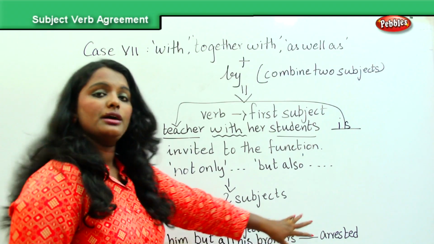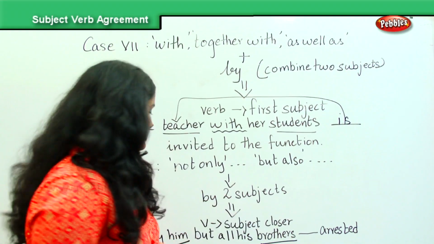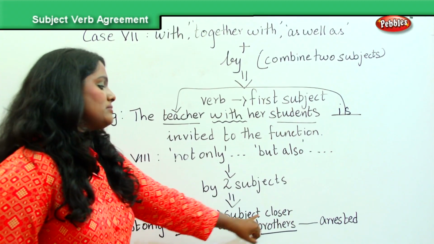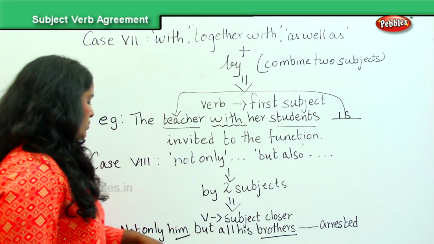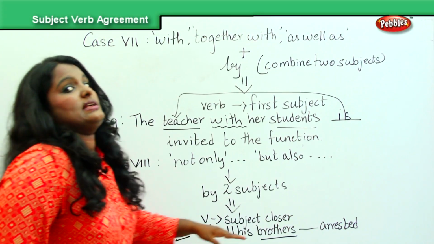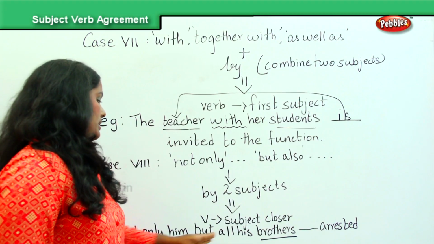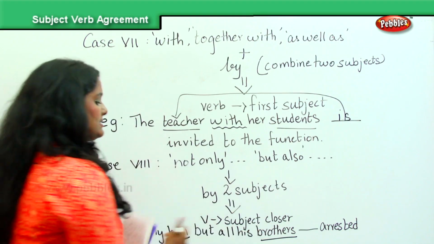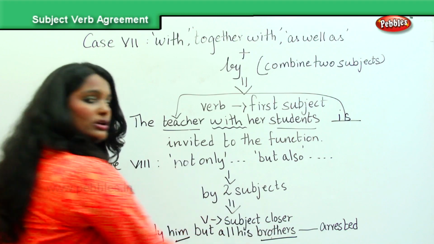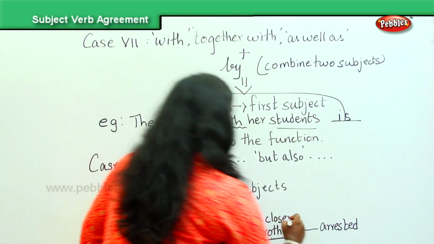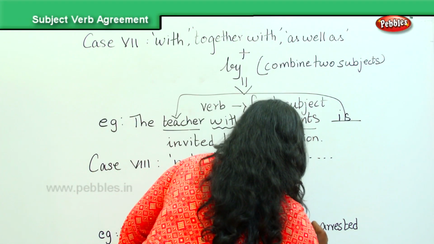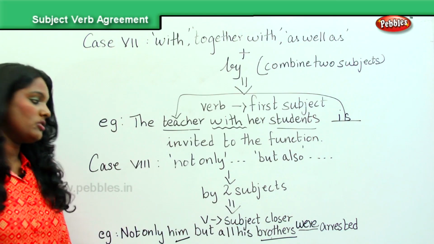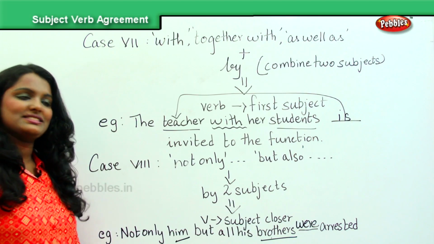Now, I should write my verb here. What am I going to write? My verb will correspond to the subject that is close by. So, if it's him, it's going to be was. If it's going to be brothers, it's going to be were. So, as I said, the verb should correspond to the nearby subject. I would write were. Not only him, but all his brothers were arrested.